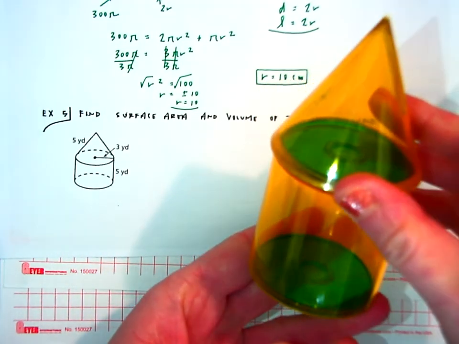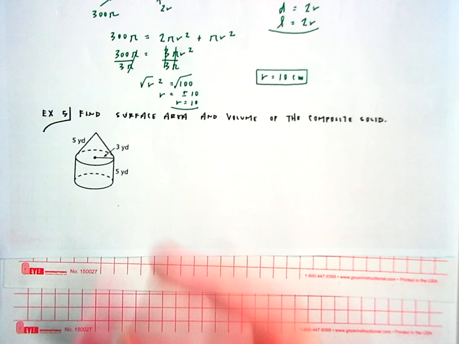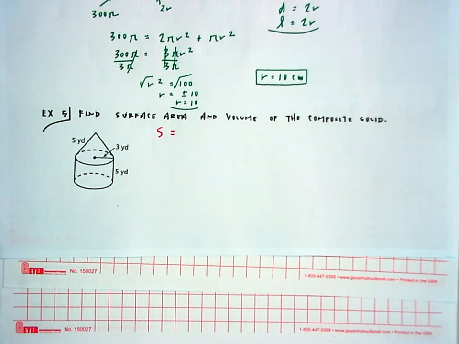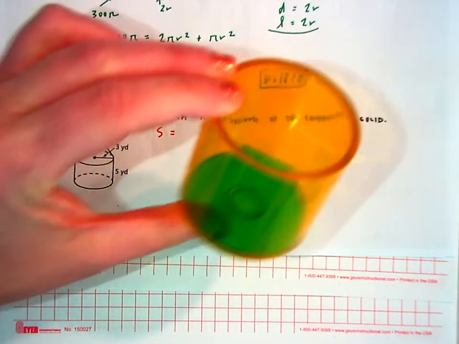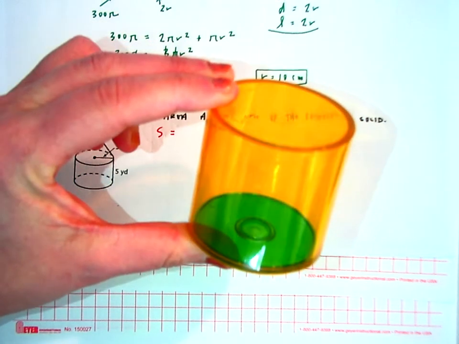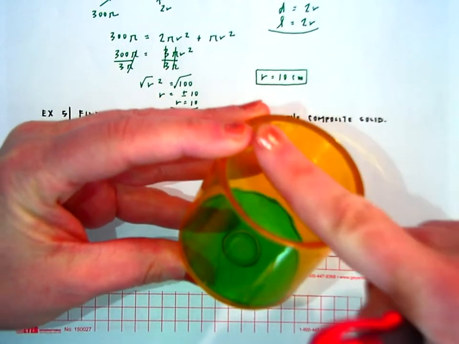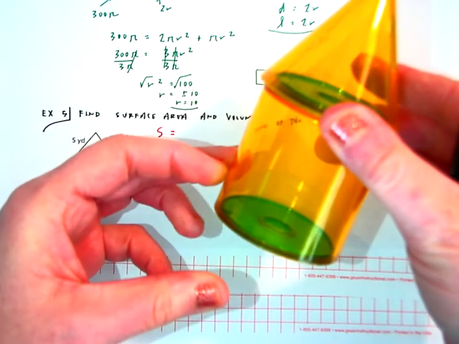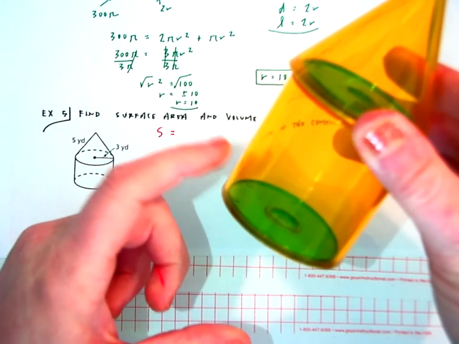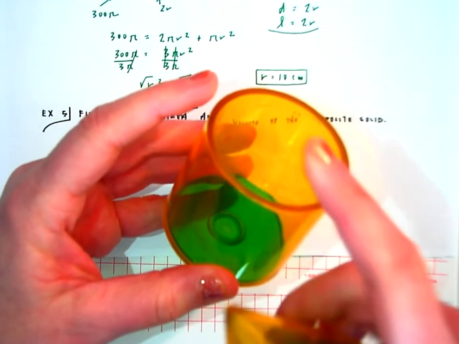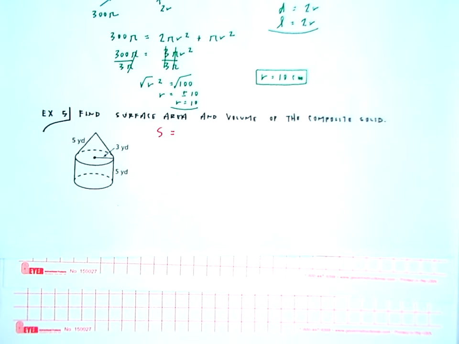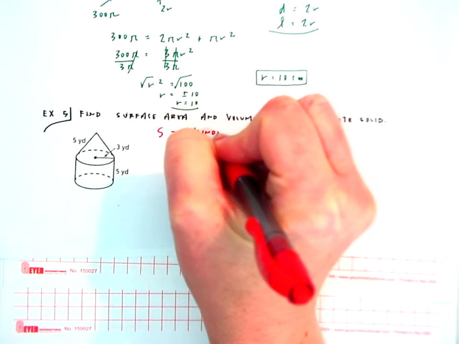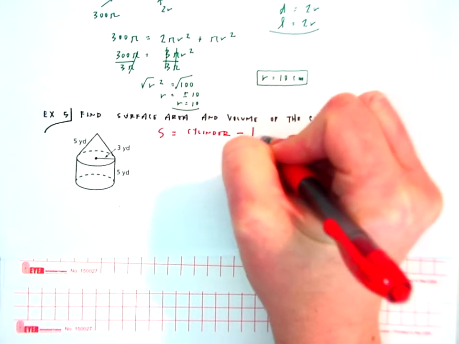So if I first focus on my surface area, I want to make a game plan for how to get to surface area. So surface area, I'm starting with my cylinder. And I want all of the surface area, but I have to take off that top part because that part's not exposed when the cone is on top. So I need my surface area of my cylinder, but I need to take off that top base. So I'm looking at my cylinder minus 1 of the circular bases.